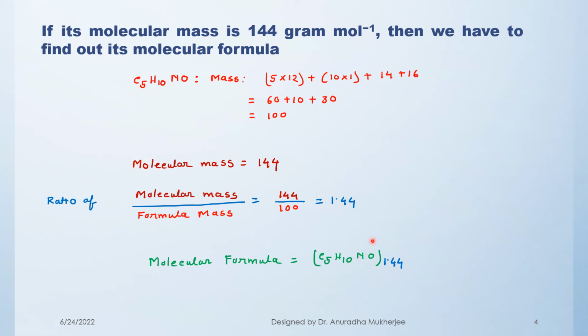So now if we round off this 1.44 to the whole number, it will be 1. That means you have to multiply the empirical formula by 1. So that means here the empirical formula and molecular formula are the same. Hope you understand the explanation, and how to find out the empirical formula, and from the empirical formula how to find out the molecular formula. That concept is clear.